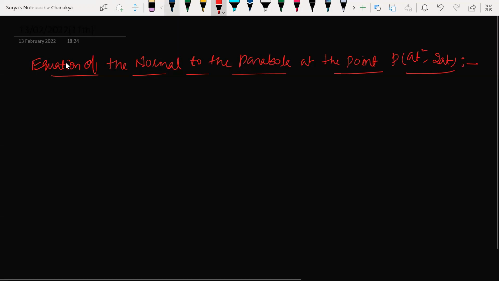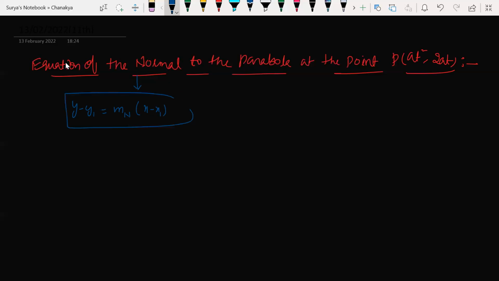Equation of the normal: y minus y1 is equal to mn times (x minus x1). This is the equation of the normal formula. What is mn here? The slope of the normal. How can you get the slope of the normal? If you know the slope of the tangent, you can find the slope of the normal very easily, using the equation I have given to you.